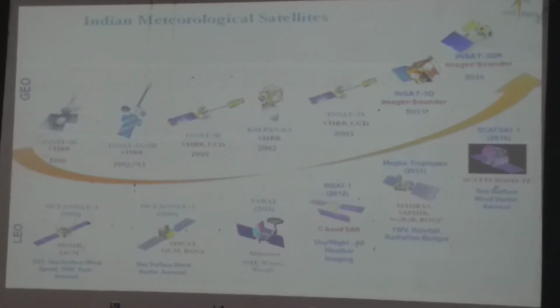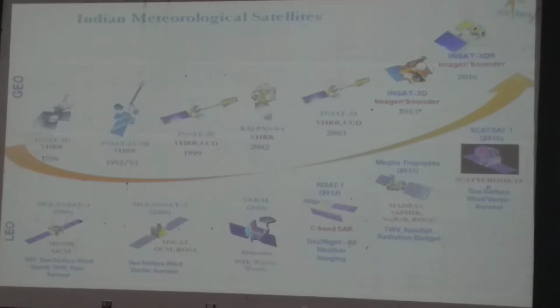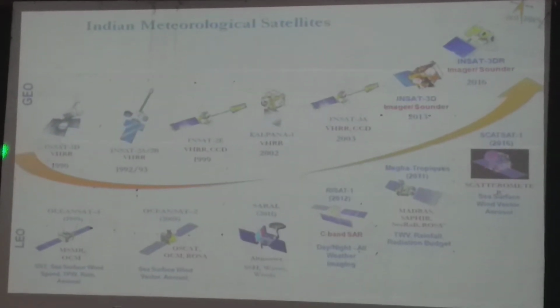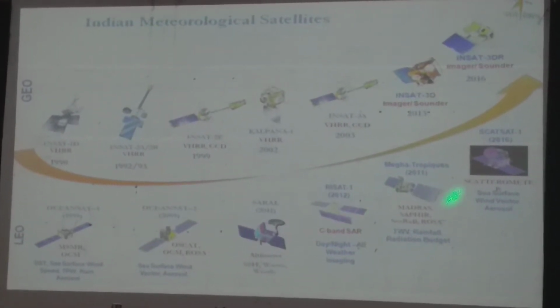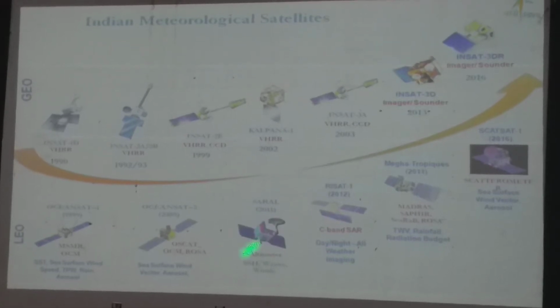There are different types of meteorological satellites that have been launched over time. This is the geo orbit, which I have already discussed with you, and this is the LEO orbit, meaning low Earth orbit. These are the satellites called remote sensing satellites.